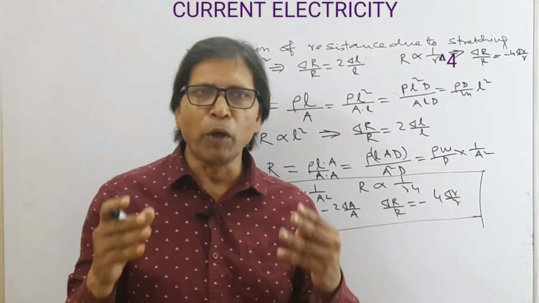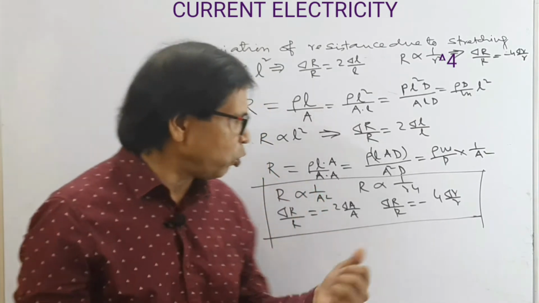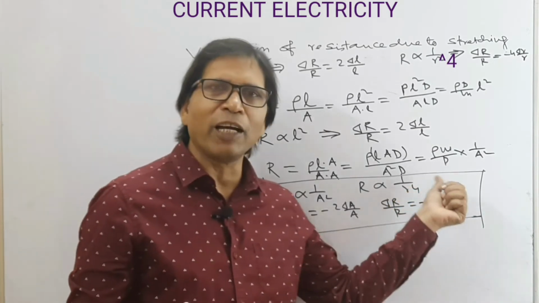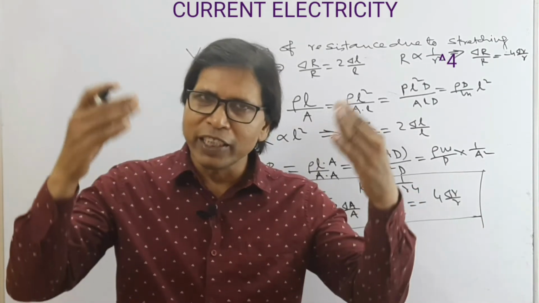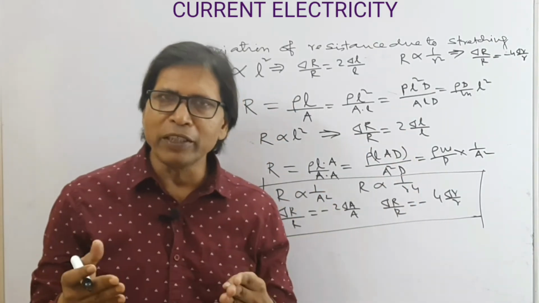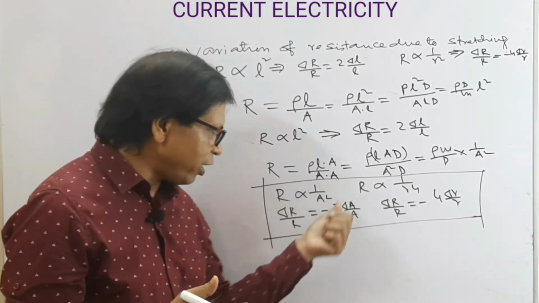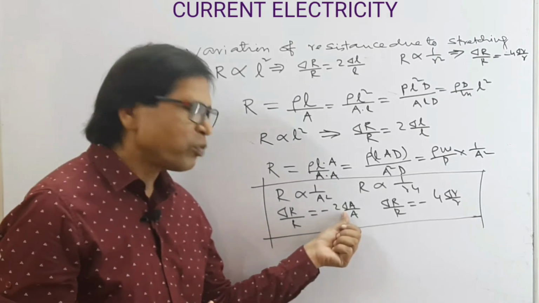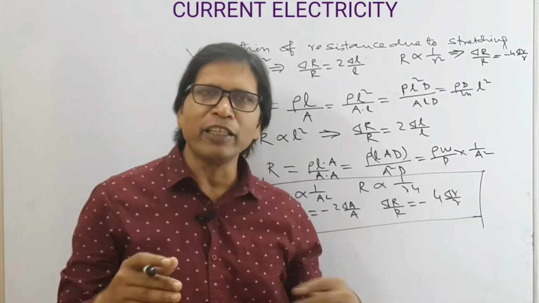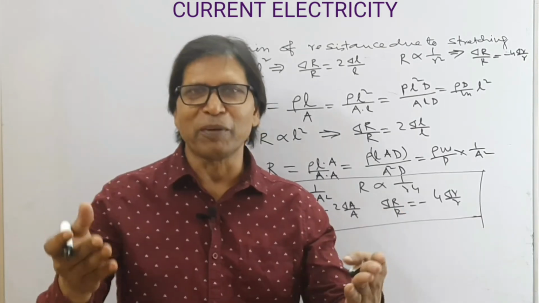Now look at this, if a wire is recast in such a way that its radius becomes half of its initial value, then this is 1 by half to the power 4, so this is 16 times. So resistance increases to 16 times. Now if the area of cross section becomes half of its initial value, the resistance becomes 4 times. If area of cross section is increased by 1%, then resistance decreases by 2%. If radius of cross section is increased by 1%, the resistance decreases by 4%.